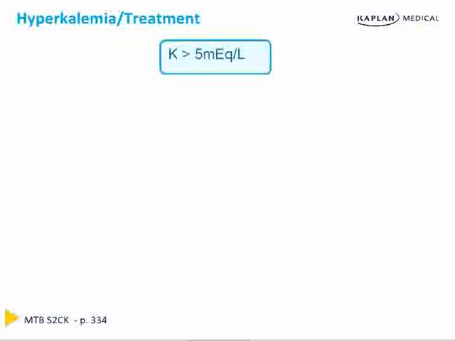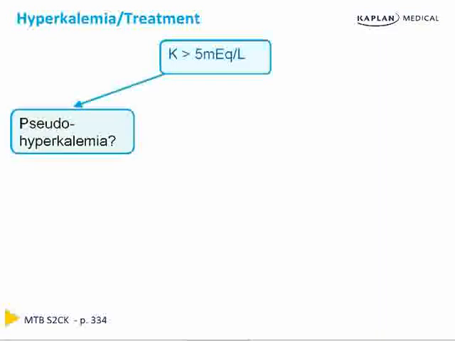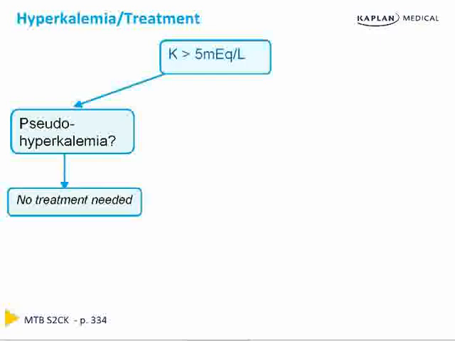So once you've determined that your patient has hyperkalemia, what are you going to do to treat them? The treatment depends on a few key factors. First, you're going to want to determine whether or not the hyperkalemia is real, because in the case of pseudohyperkalemia, no specific treatment is needed. You just need to repeat the blood sample, preferably without a tourniquet, and get a more accurate reading for serum potassium.